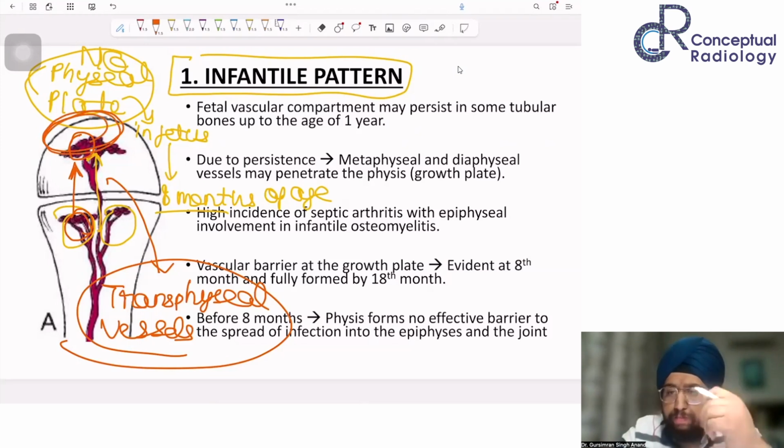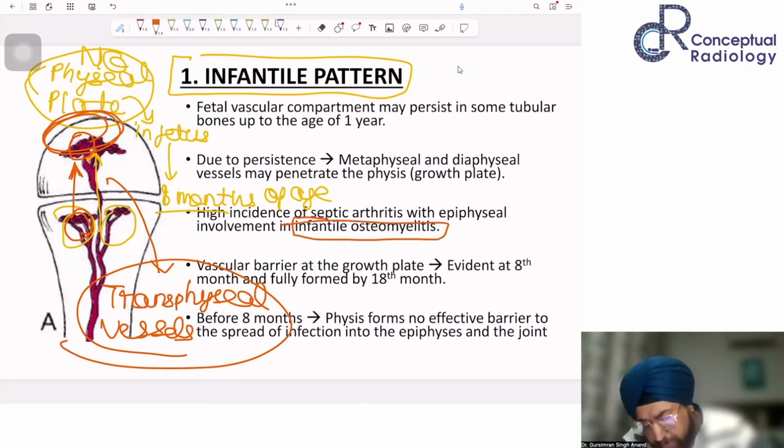Because of the absence of the physeal plate barrier in infants, there is spread of infection from the metaphysis to the epiphysis, leading to increased incidence of septic arthritis in infantile osteomyelitis. Because of this reason, infantile osteomyelitis will definitely present along with septic arthritis and epiphyseal involvement.